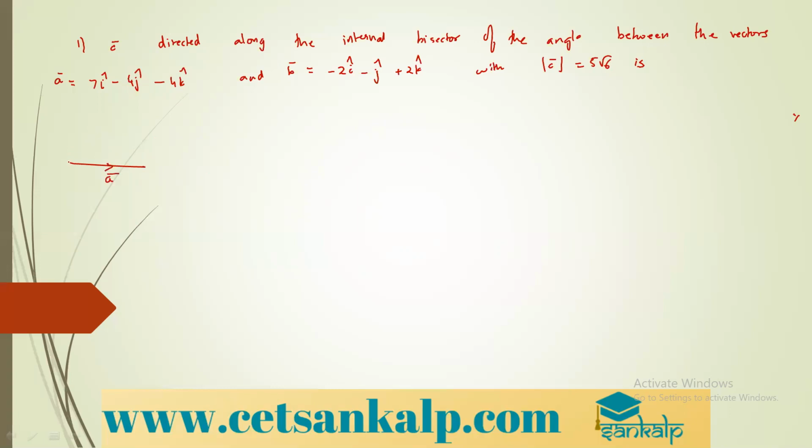So this is vector A, this is vector B. And the internal bisector is this internal angle bisector. So the vector C is along this. In such case, you can find the vector C by taking lambda into A by magnitude of A plus B by magnitude of B. See, some formulas like this, I'm doing the problems and telling you.